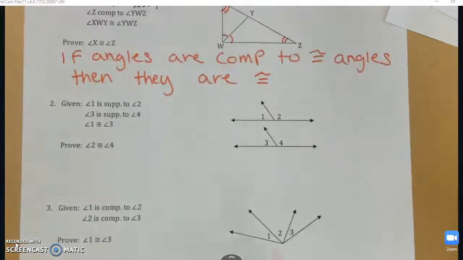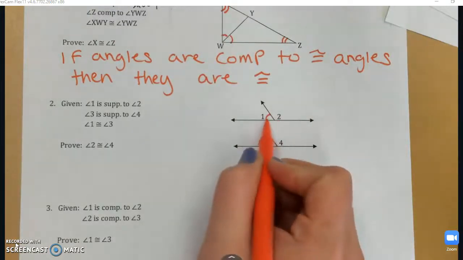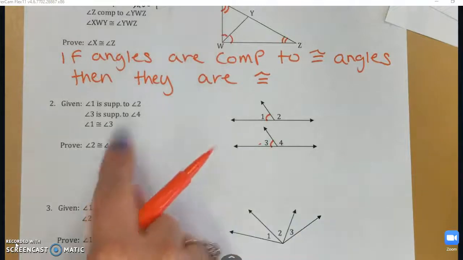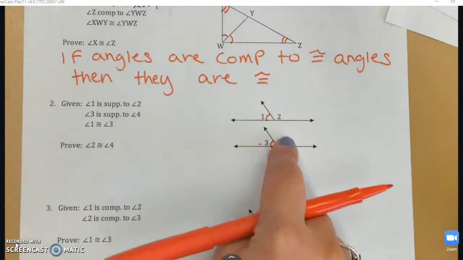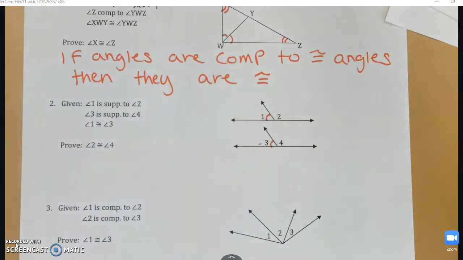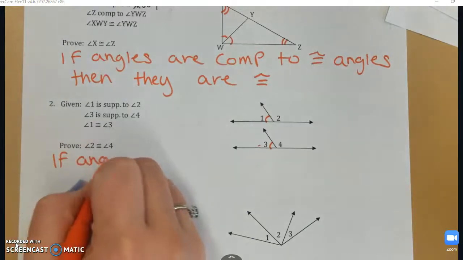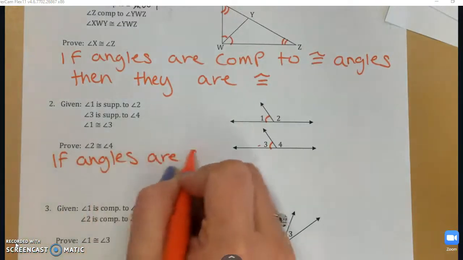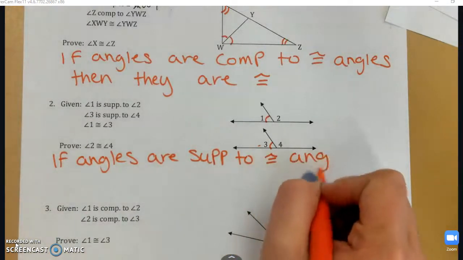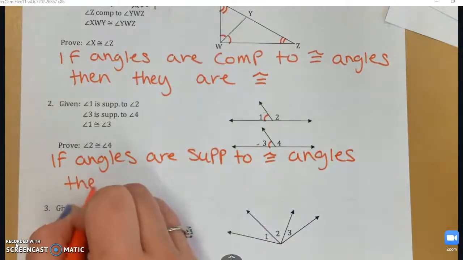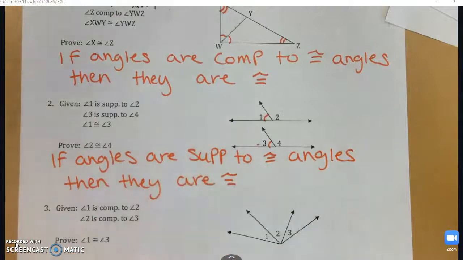Let's look at number 2. 1 is supplementary to 2, 3 is supplementary to 4. If 1 is congruent to 3, how do I know if 2 is congruent to 4? Well, that would be because I've got angles that are supplementary to congruent angles. So if angles are supplementary to congruent angles, then they are congruent. All right, 2 more.